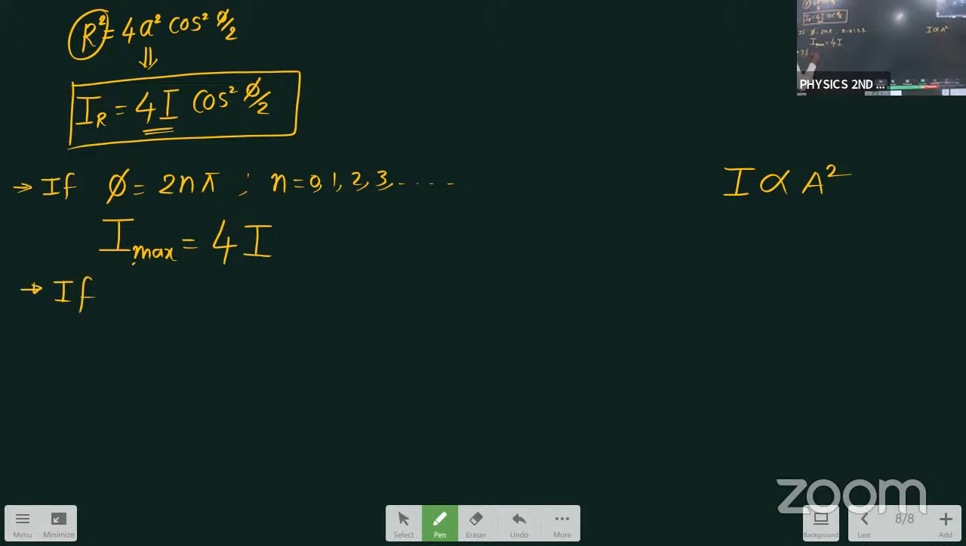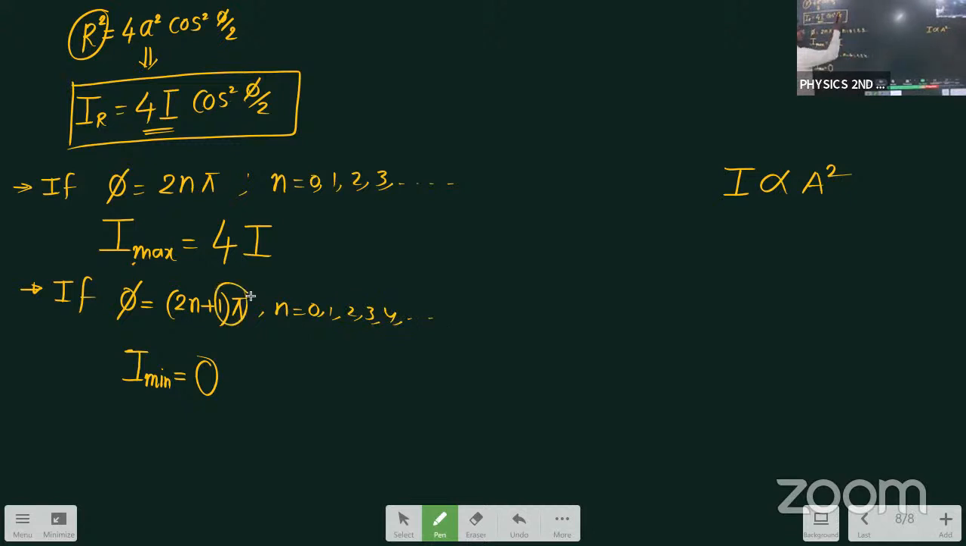Similarly, if phi is equal to (2n plus 1) into pi, if you substitute this value, you will be getting minimum intensity. What will be the minimum intensity here? The minimum intensity will become 0. Here, if I substitute the value of n as 0, 1, 2, 3, 4, and so on, if I substitute n as 0, I will be left with pi.